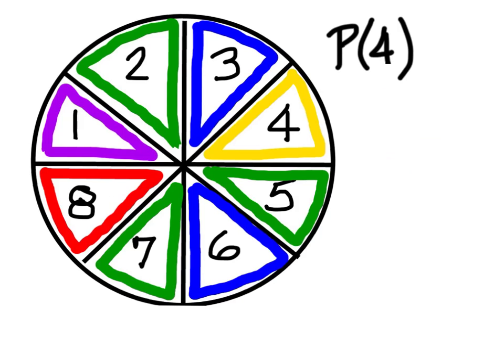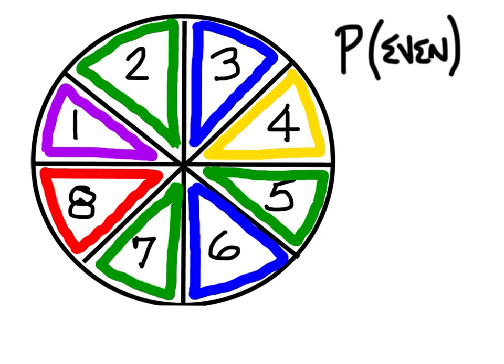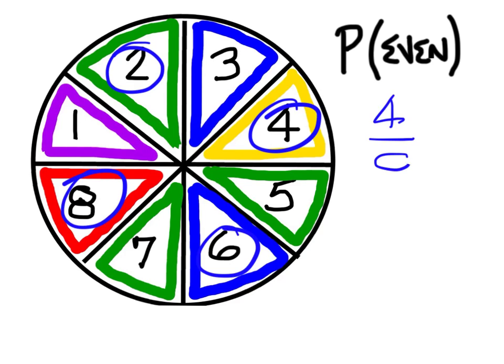Here's the same spinner but a different probability. What's the probability of getting a 4? 1 over 8. The same spinner, but what's the probability of getting an even number? 1/2. There'd be 4 of them because it's 2, 4, 6, 8. That's 4 of them over 8. Simplify to 1/2.